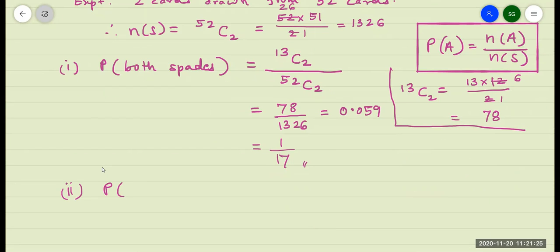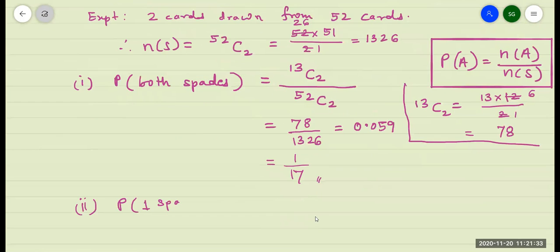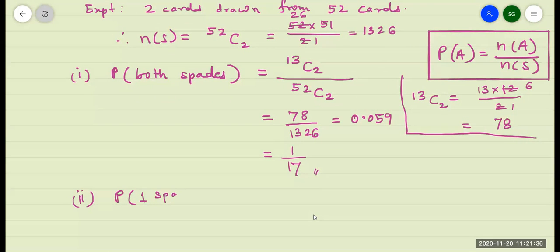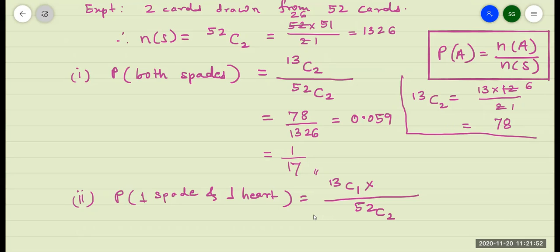Probability of spade and heart. Okay. Probability of 1 spade and 1 heart. So denominator तो यही रहेगा 52 C2. Now how many spades? 13 में से एक आया, and है इसलिए into 13 में से और एक आया. So 13 C1 is 13. ये दूसरा भी 13 अपॉन ये है मेरा 1326.